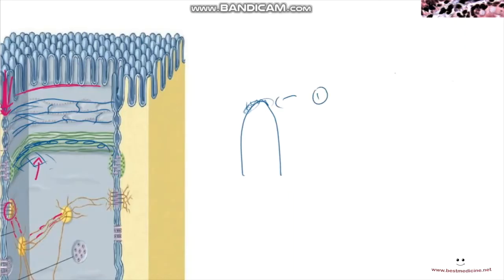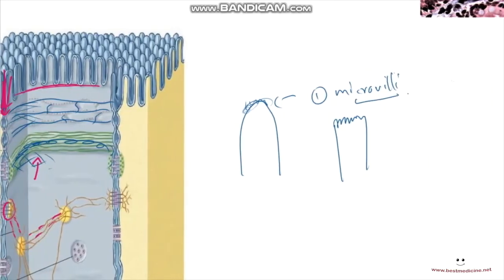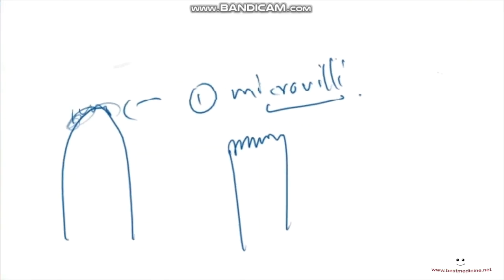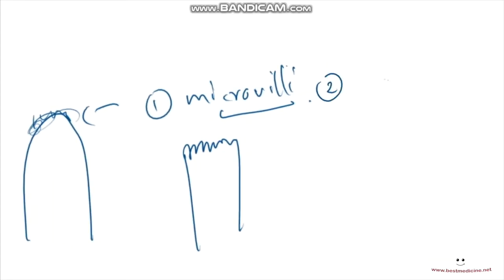So firstly, we have the microvilli. These are little projections that help increase surface area for absorption of nutrients and food. Then we have number 2, cilia.